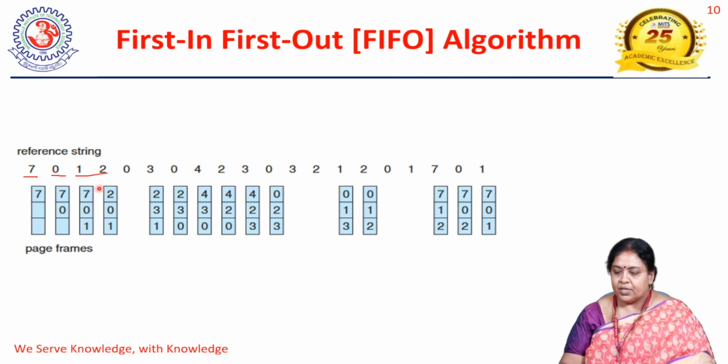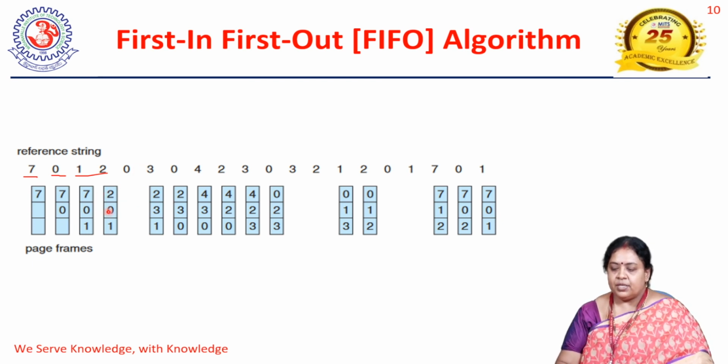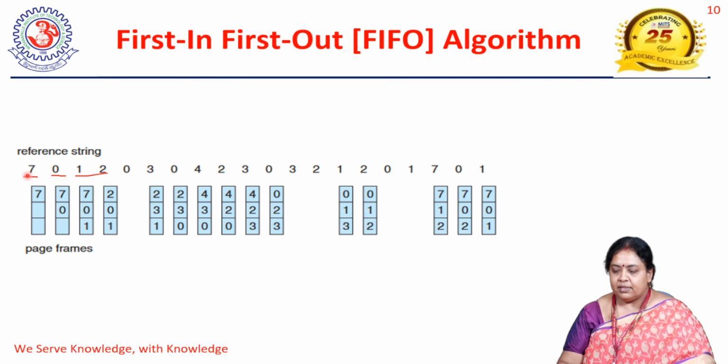Clear. So next one is 0. 0 is already present, so there is no page fault and no need for replacement. Next one, 3. 3 is not available in the memory, so it is a page fault and it has to be replaced. With which page are we going to replace? After 7 is replaced, the head of the queue is 0. So we are going to replace 0 with 3.